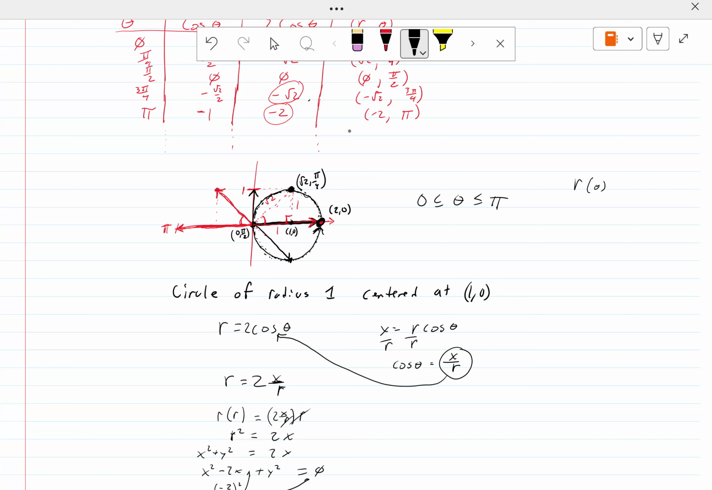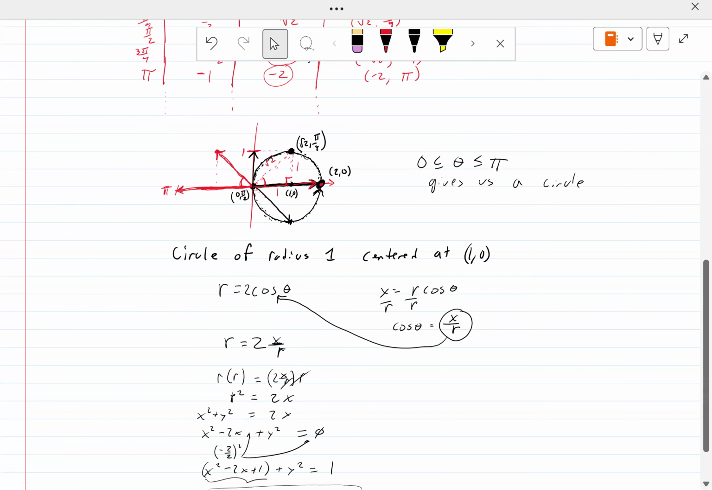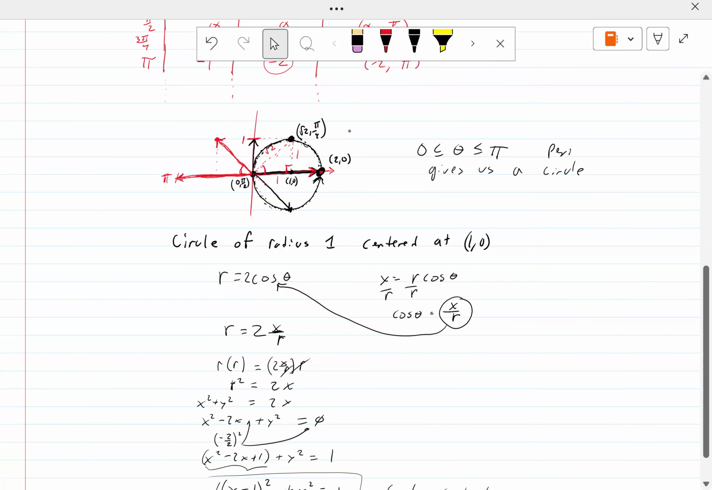Okay, then we're just dealing with a true polar function. But again, 0 to pi gives us a circle. If we were to go to 2 pi, we would actually end up going around this circle twice. So we could say that the period is equal to pi.